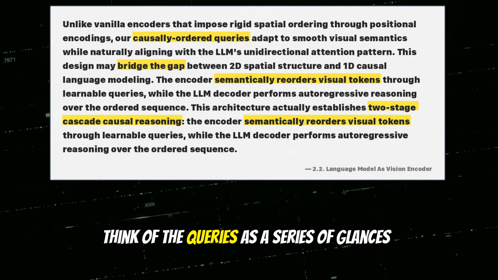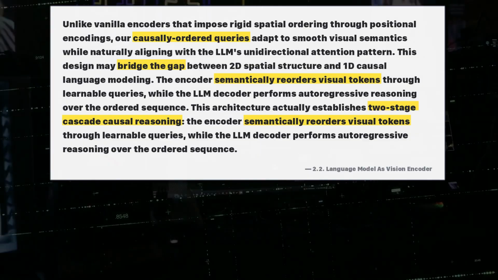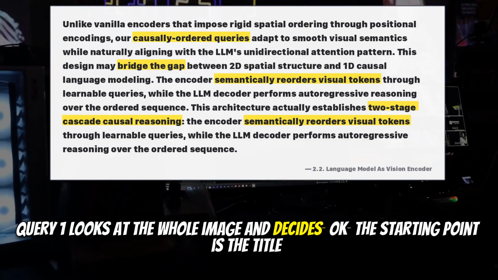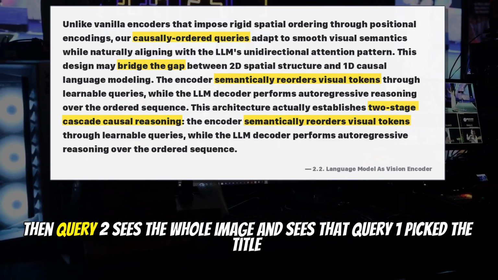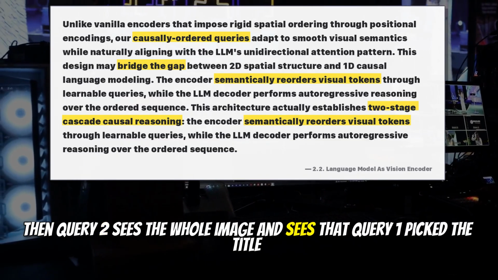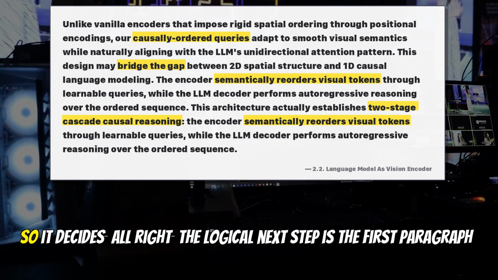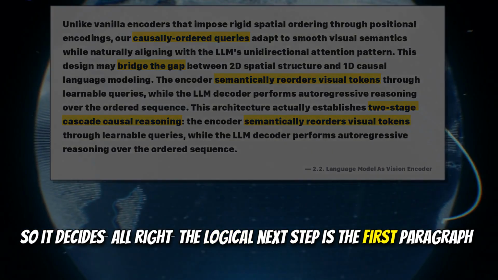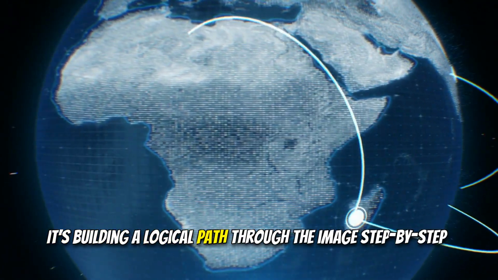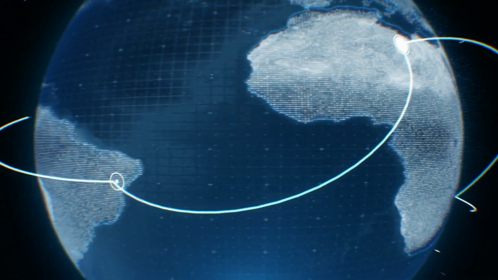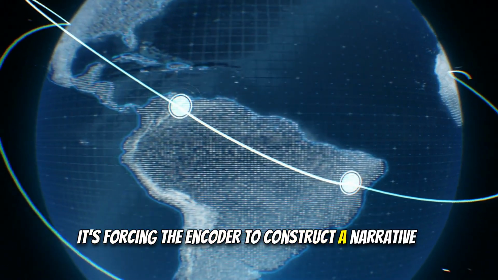Yes. Think of the queries as a series of glances. Query 1 looks at the whole image and decides, okay, the starting point is the title. Then Query 2 sees the whole image and sees that Query 1 picked the title, so it decides, all right, the logical next step is the first paragraph. It's building a logical path through the image step by step. It's forcing the encoder to construct a narrative.